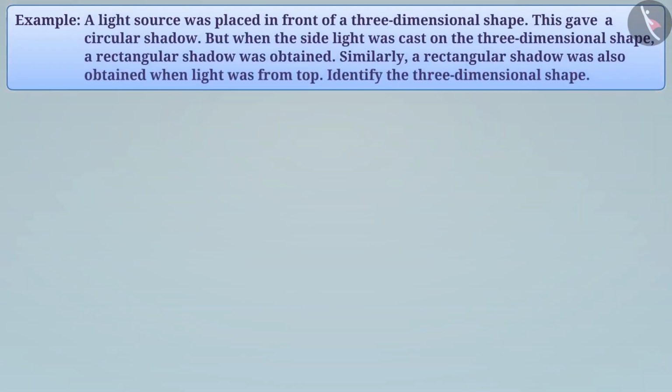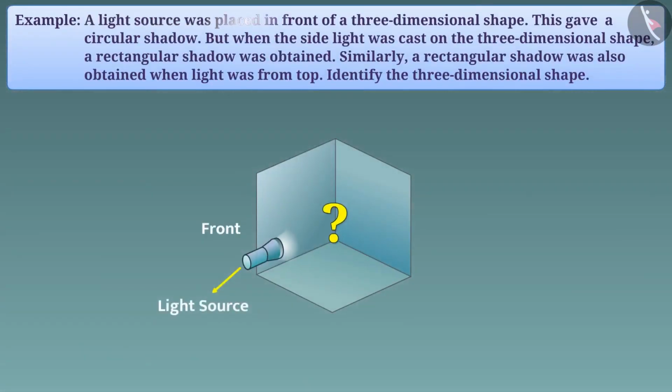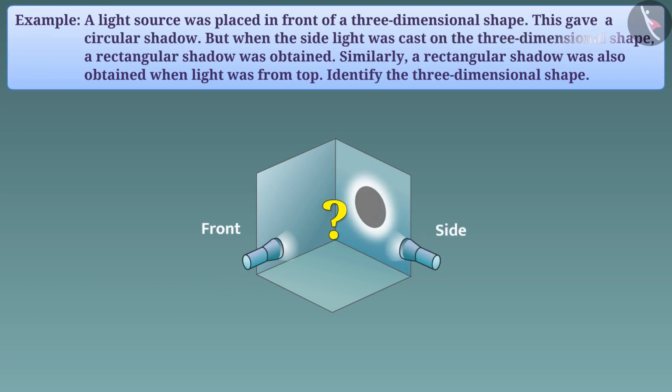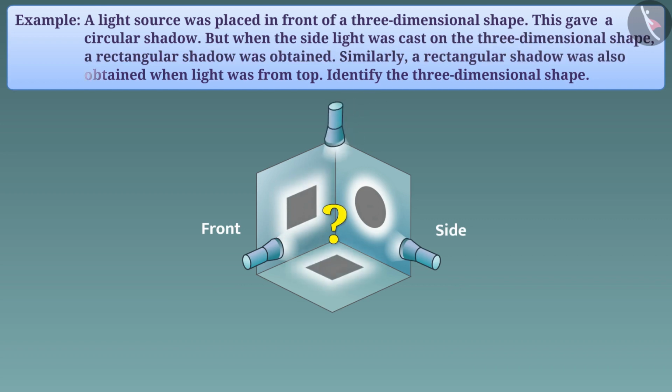Next example. A light source was placed in the front of a three-dimensional shape. This gave a circular shadow. But when the side light was cast on the three-dimensional shape, a rectangular shadow was obtained. Similarly, a rectangular shadow was also obtained when light was from the top. Identify the three-dimensional shape.